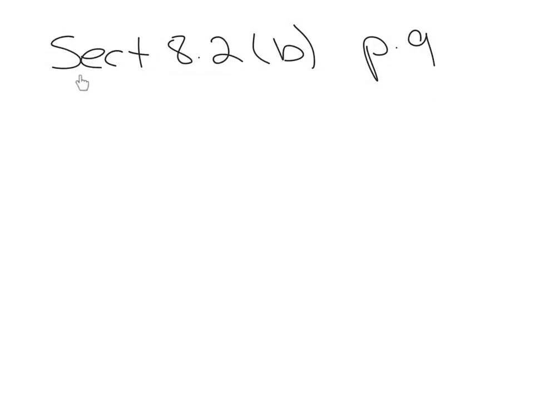All right, this is intermediate algebra. We're in section A.2. This is the second video, or part B, and it starts on page 9 of your book. The topic is compound inequalities, or working with the OR statements.